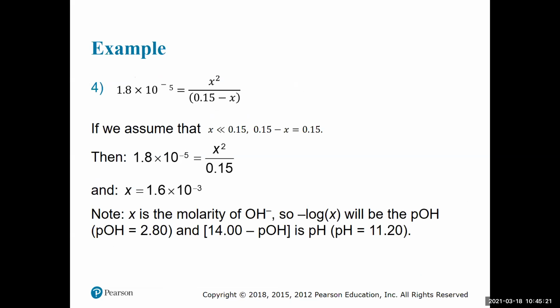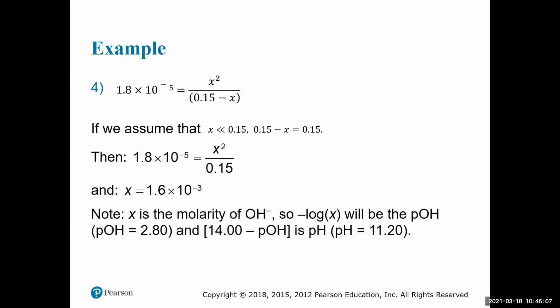Okay, so if we go ahead and fill in our values for our expression, we have that 1.8 times 10 to the minus fifth equals x squared over 0.15 minus x. Well, the nice thing about weak bases, it's similar to weak acids, in that we can assume that the amount of the base that dissociates is pretty small compared to what we started with. Remember, we did the same thing with the weak acids. We're going to neglect that. And the nice thing about that is now our expression becomes x squared over 0.15.